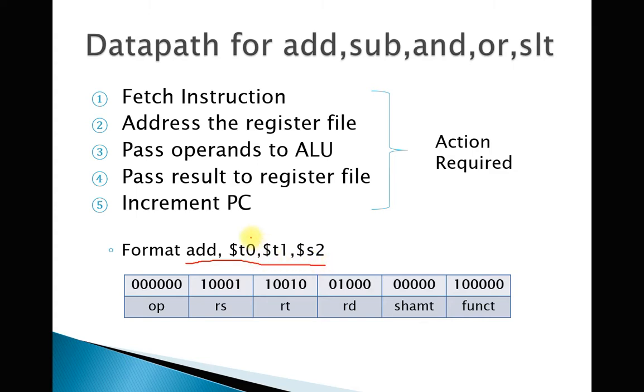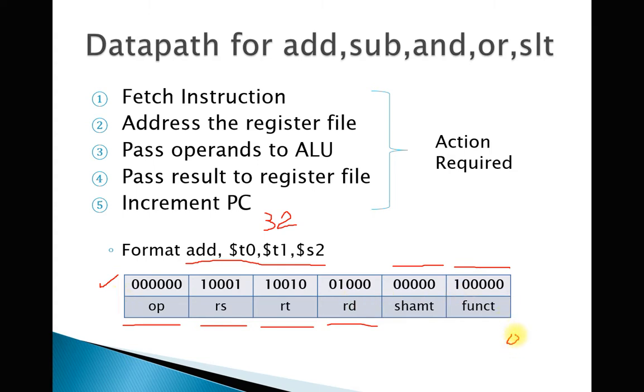Now we know that in MIPS we have 32 bits of instruction. These 32 bits are divided as 6 bits reserved for function, the next 5 bits reserved for shift amount. These 5 bits represent RD, these 5 bits represent RT, and these 5 bits represent RS. The next 6 bits tell you about the opcode of the instruction.